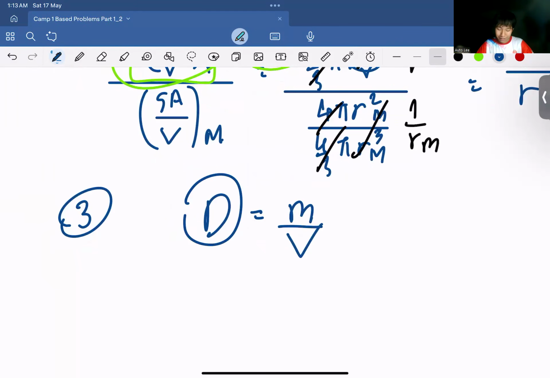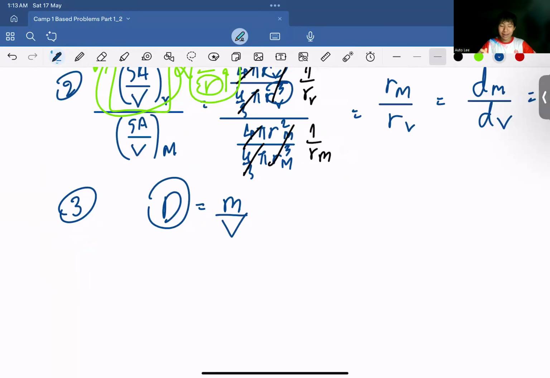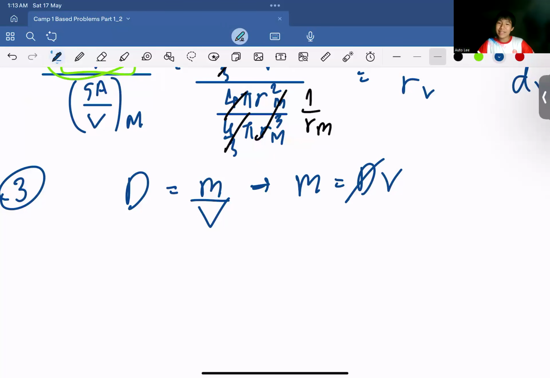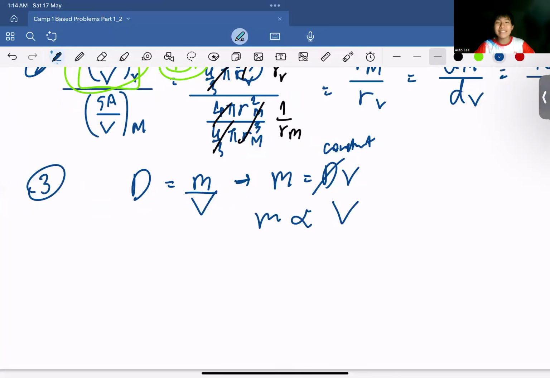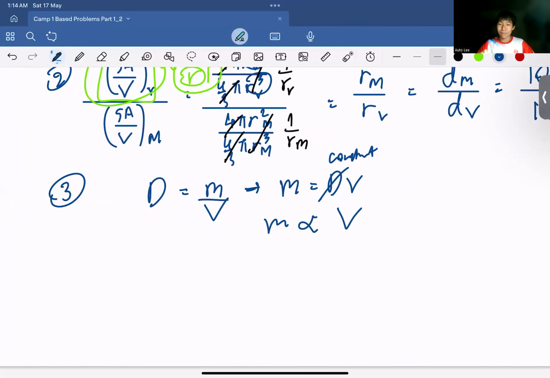But we're just gonna assume that most of the time D is gonna be constant. Now, if D is constant, we can rearrange this and we would get mass equals D times V. And since D is constant, that means that M, the mass, is directly proportional to the volume. Now, what does that mean? Since the volume is directly proportional to R cubed, we get that M is directly proportional to R cubed.